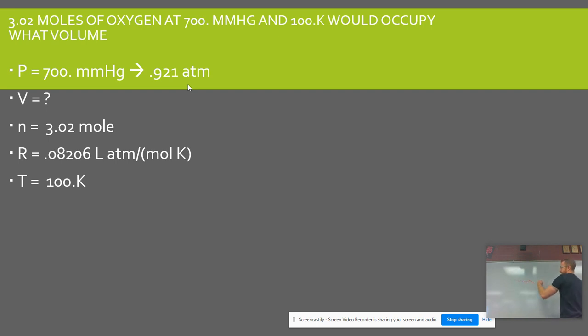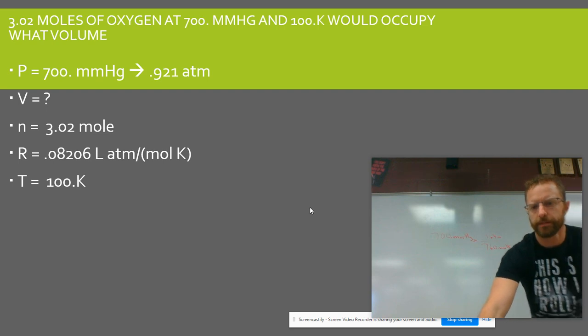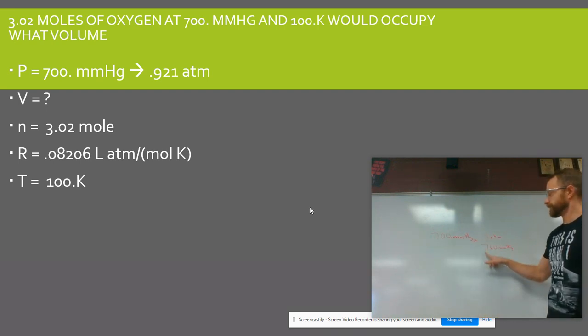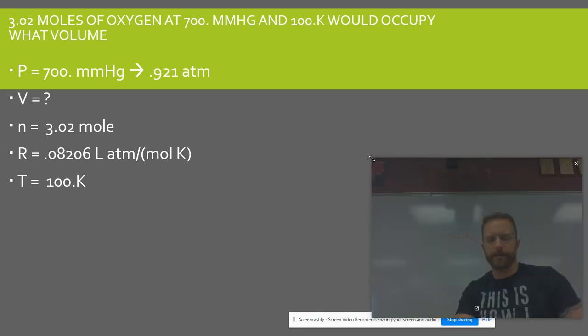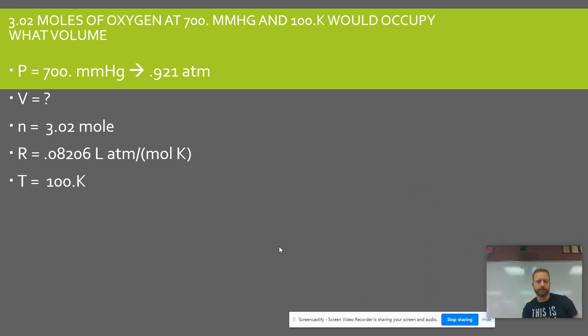So multiply by the top, divide by the bottom: 700 times 1, divided by 760. Hopefully you can do that without a calculator, and then maybe get a calculator to help with this. That was really small, so let me blow that up so you can see it. So you get 700 times 1 atmosphere over 760 millimeters of mercury. Hopefully you're like, move on, that's not hard. And then this is in moles, 3.02 moles, and 100 Kelvin. Everybody's got 3 sig figs, so we can keep 3 sig figs in our answer.